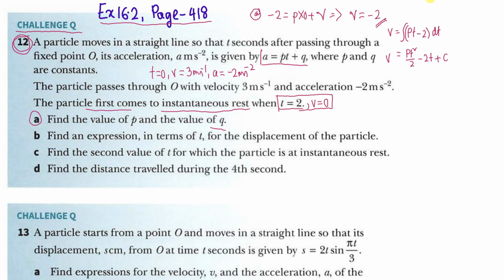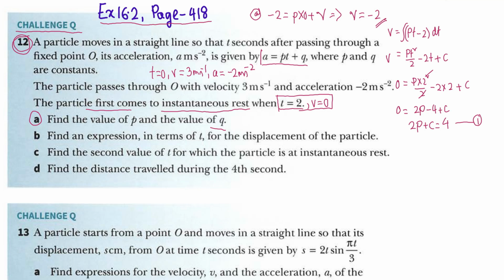When v = 0, t = 2. So let me put in v = 0 at instantaneous rest, where t = 2. So p times 2 squared divided by 2, minus 2 times 2, plus c. It gives us 0 = 2p - 4 + c. So our equation is 2p + c = 4. You can write that as the first equation.